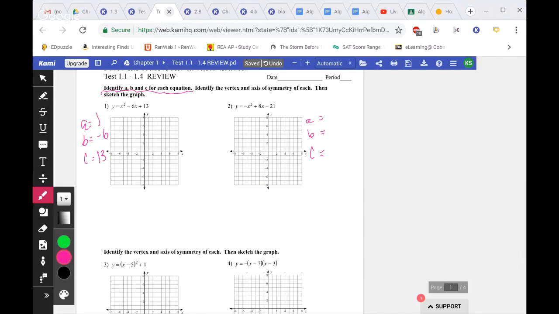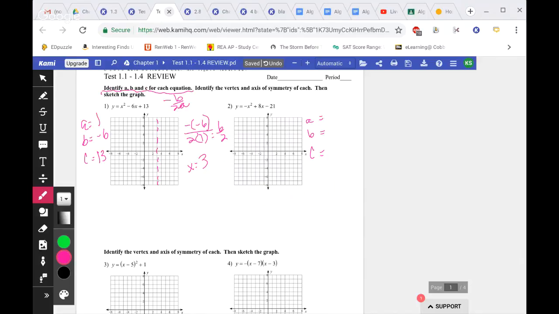So the axis of symmetry is the opposite of B over 2A. So I'm going to take the opposite of B, opposite of -6, all over 2 times 1. So that's going to reduce to 6 over 2, which then reduces to 3. So x equals 3. That's going to be my axis of symmetry. So it's going to go on the graph just like this.